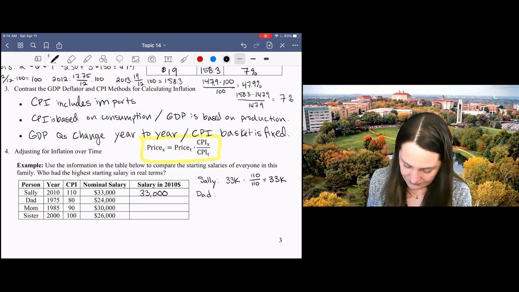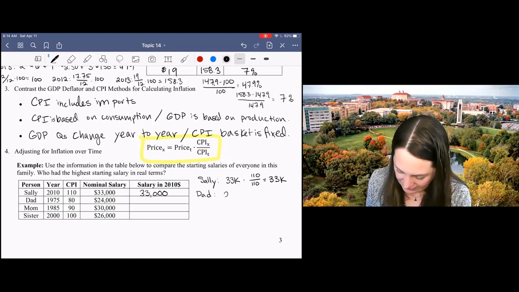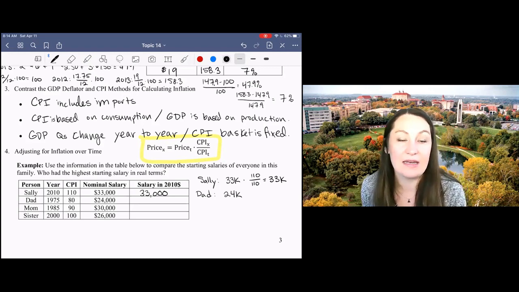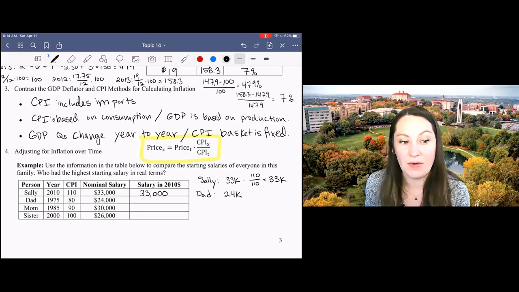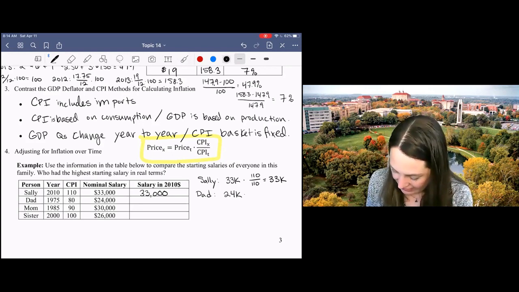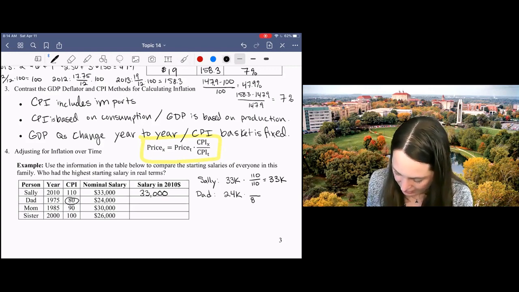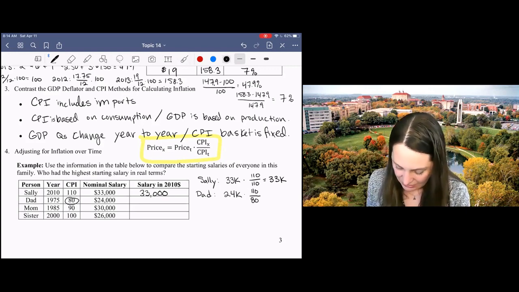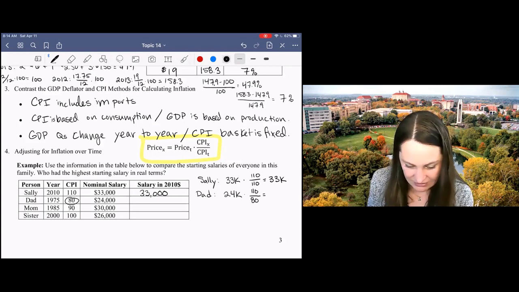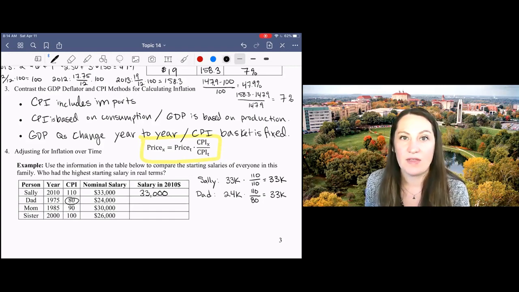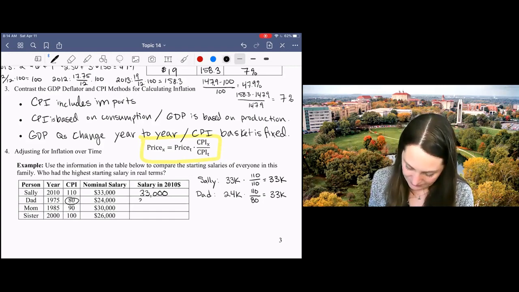For Dad, we're going to have to do this calculation to get the answer. He had $24,000 for his starting salary in 1975. So we need to divide by the CPI in 1975 and multiply by the CPI in 2010. And then we'll see that Dad had a starting salary also of $33,000 in 2010 dollars.